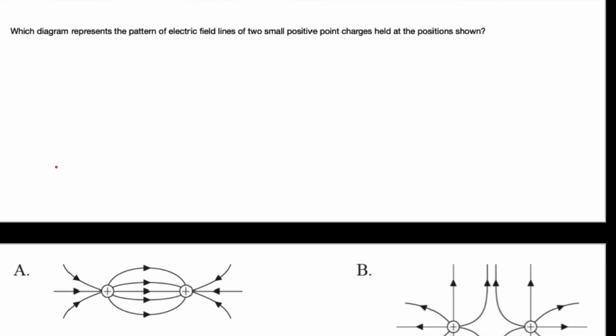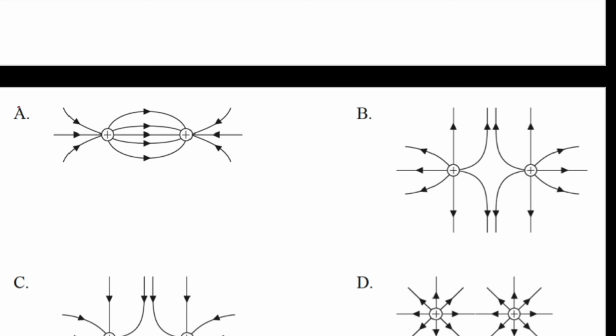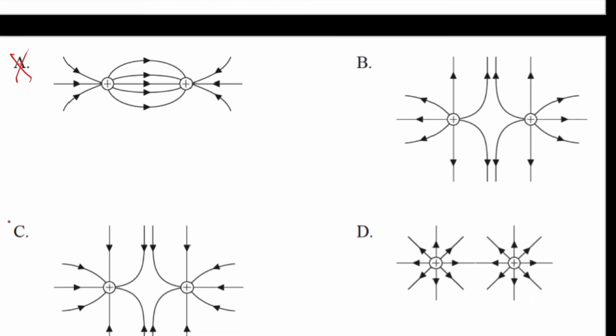Which diagram represents the pattern of electric field lines between two small positive point charges held at the positions shown? So this one is wrong. Two positive charges are going to repel each other. B is also wrong because for positive charges, their electric field lines radiate outward. This one is also wrong because they will actually curve like this. So B is the correct answer.